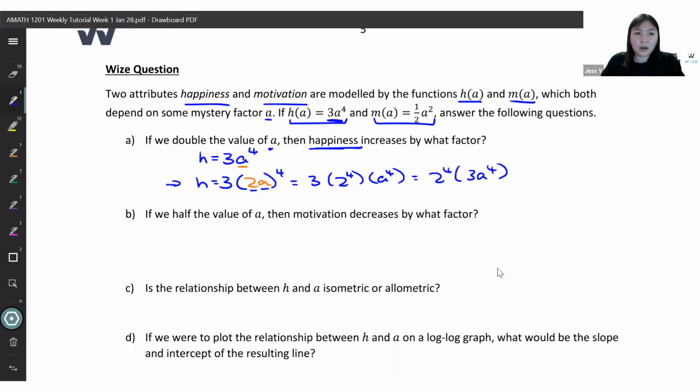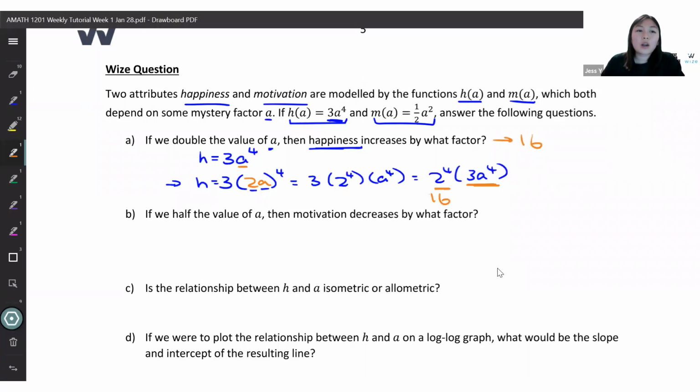So essentially what happened is we took our original happiness and multiplied it by 2 to the power of 4, which is 16. That means that happiness increased by a factor of 16. Okay, so when a doubled, happiness didn't just double, it went up by 16 times.